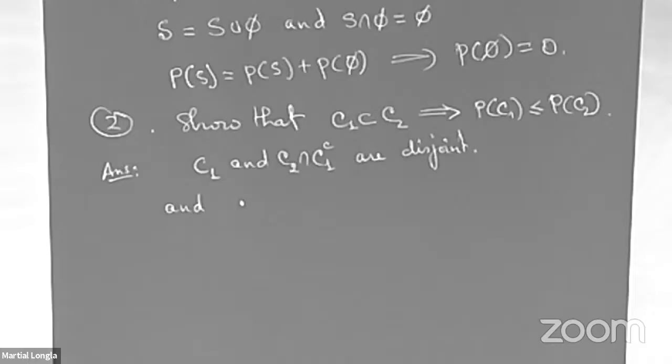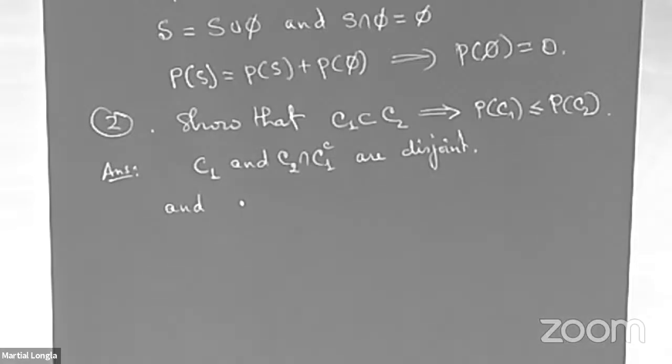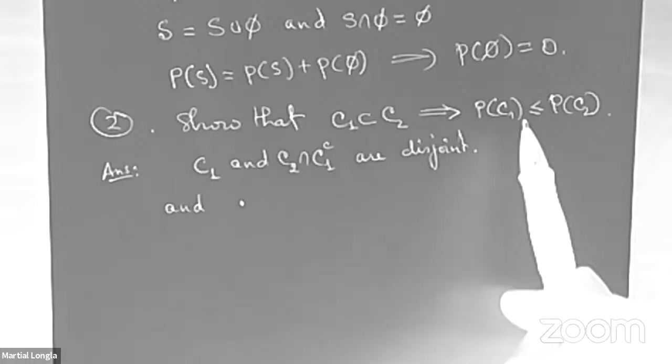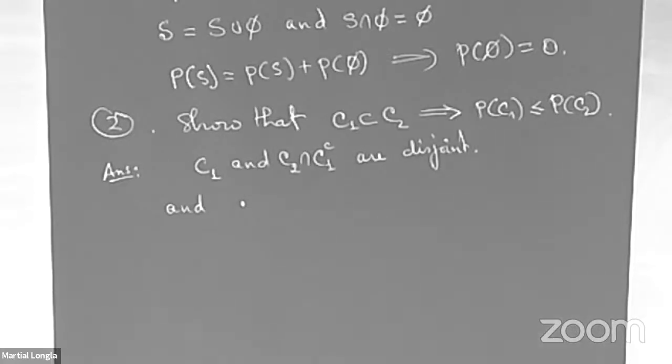So how do we continue if we have this? They are mutually exclusive. That means that's what we said. The two are disjoint already. How do we use this fact to prove that the probability of C1 is less than the probability of C2?